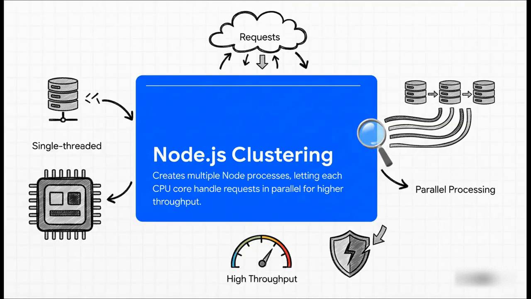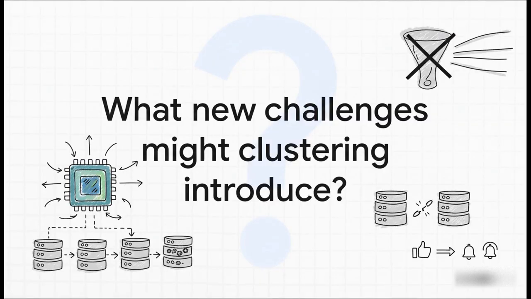So look, if you take away just one thing from all this, let it be this. Node.js by itself is single-threaded. But the clustering module lets you get around that. It creates multiple Node.js processes so that every single CPU core can run its own event loop. And that gives you true parallel processing, much higher throughput, and way better fault tolerance. Clustering is, without a doubt, a super powerful solution for CPU-heavy tasks.